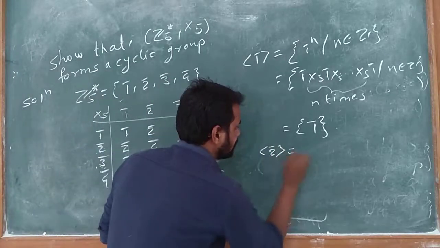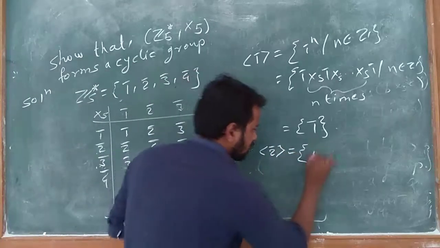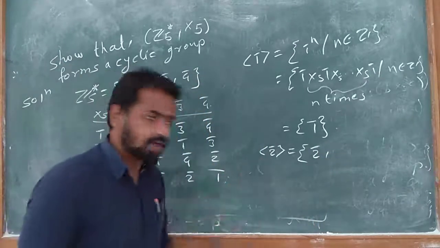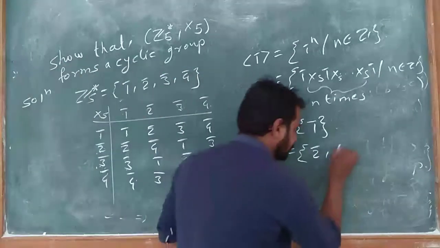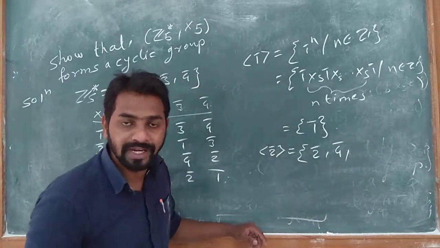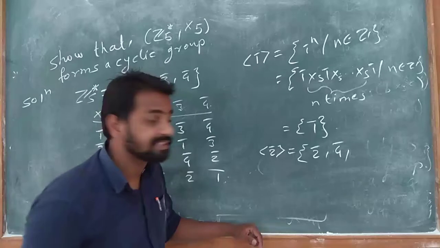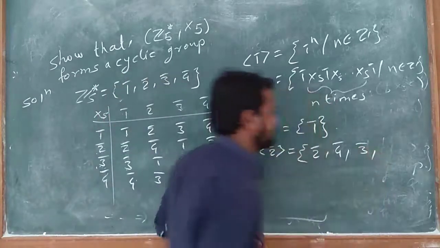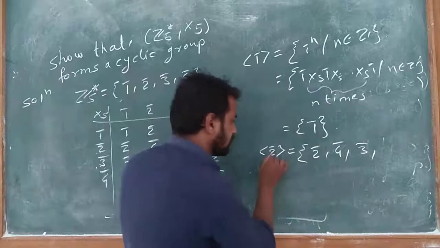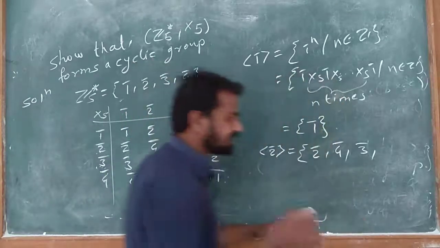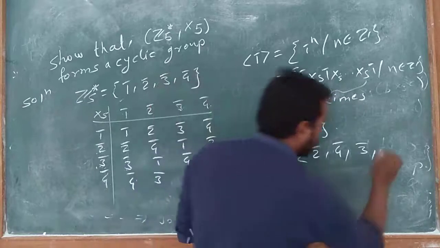If we take 2 bar, we get 2 bar into 2 bar, 1 time multiplied, then 2 bar, 2 times multiplied, then 4 bar. If 3 times multiplied, then 2 bar into 2 bar into 2 bar is equal to 8 bar, but in multiplication modulo 5, 8 bar is equal to 3 bar. And if 4 times multiplied, then we get 2 bar into 2 bar into 2 bar into 2 bar is 16 bar, but 16 bar is also equal to 1 bar.